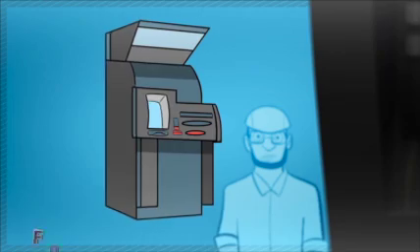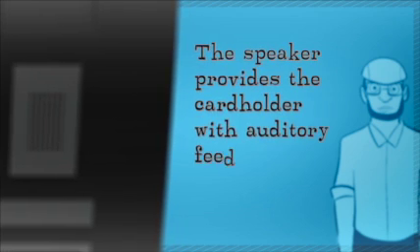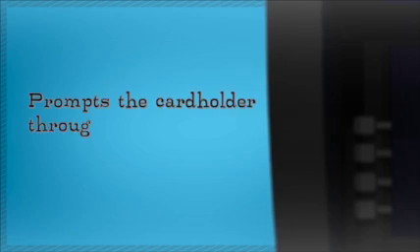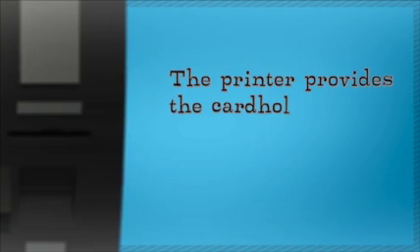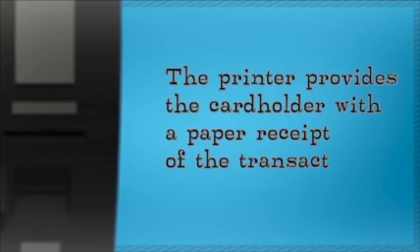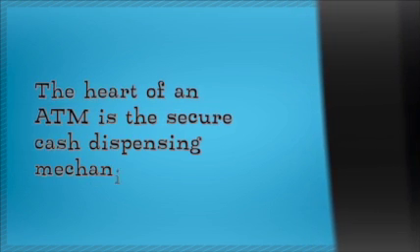An ATM has 4 output devices. Speaker. The speaker provides the cardholder with an auditory feedback when a key is pressed. Display screen. The display screen prompts the cardholder through each step of the transaction process. Printer. The printer provides the cardholder with a paper receipt of the transaction. Cash dispenser. The heart of an ATM is the secure cash dispensing mechanism.